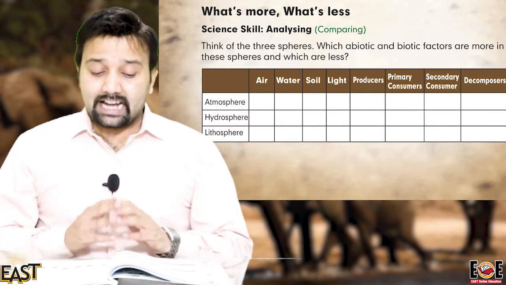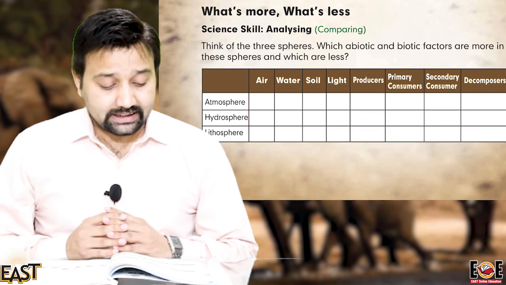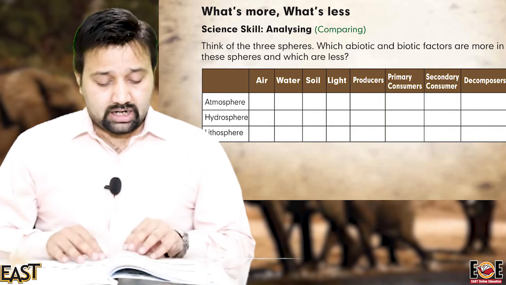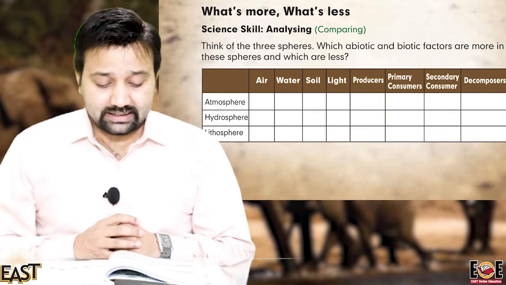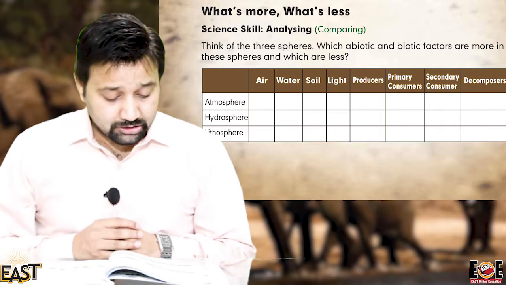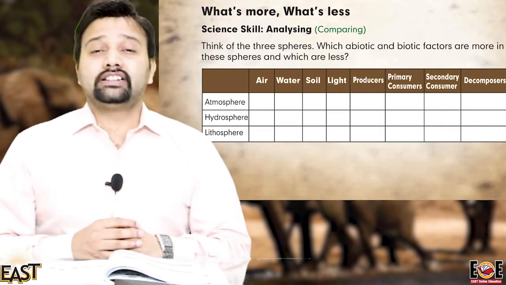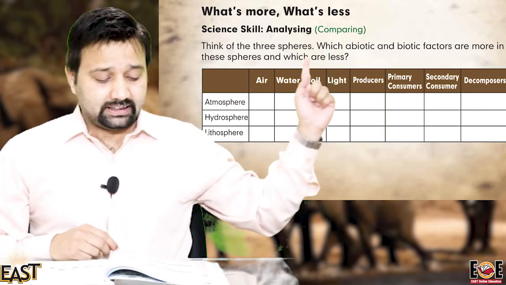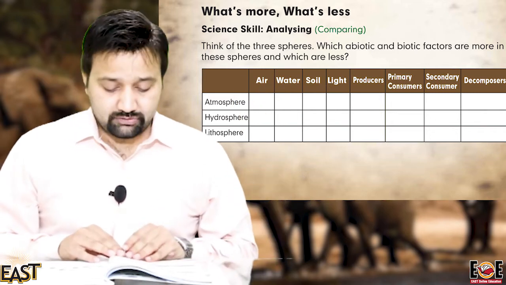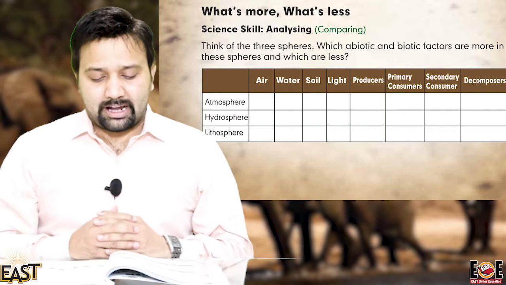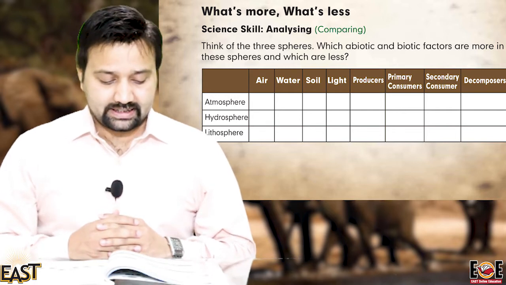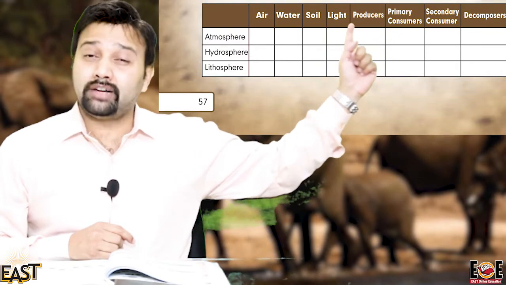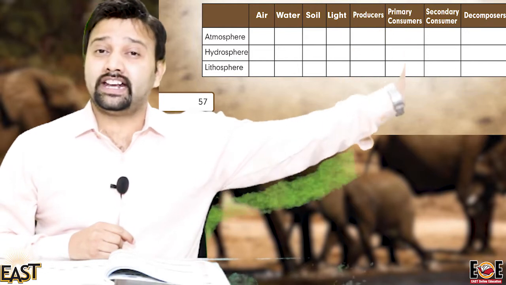Which abiotic and biotic factors are more in these spheres and which are less? So while doing this activity, we will learn about a science skill, and the science skill is comparing. So what are our three spheres? Yes, the number one is atmosphere, the second is hydrosphere, and the third is lithosphere. Okay, so we have to see what abiotic and biotic factors are more and less. Okay, so we have different columns here, like air, water, soil, light, producers, primary consumers, secondary consumers, and decomposers.